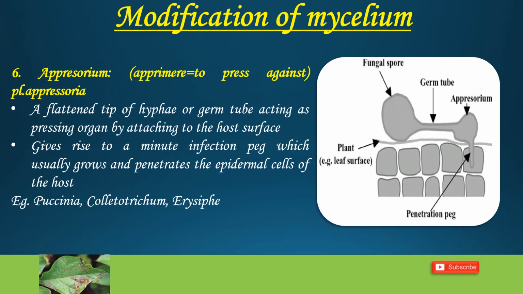Another most important modification of mycelium is the appressorium. Appressorium means to press against the substratum. Appressorium is a flattened tip of hyphae or germ tube acting as a pressing organ by attaching to the host surface, and this appressorium gives rise to a minute infection peg, which we can see in the picture. It usually grows and penetrates the epidermal cells of the host, and this appressorium structure we can find in the pathogens Puccinia, Colletotrichum and Erysiphe.